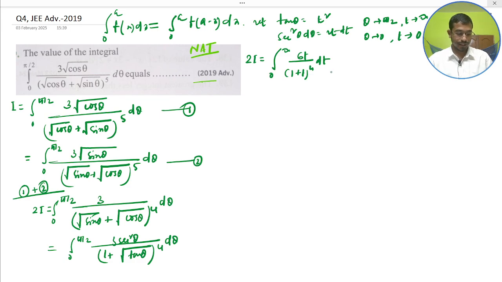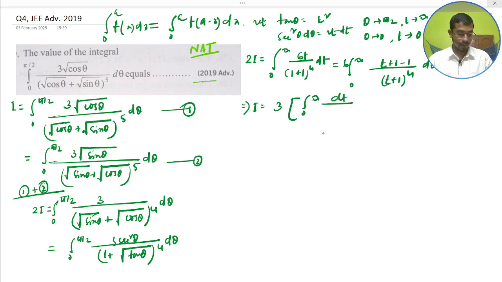So do the derivative, now do the integration here. 6 should be outside, 0 to infinity. We just write t plus 1 minus 1 in the numerator, over (t plus 1) to the power 4 dt. So I should be, 2 divided, so it would be 3, the integral from 0 to infinity. Separate the integral: 1 by (t plus 1) cube dt, minus the integral from 0 to infinity of 1 by (1 plus t) to the power 4 dt.